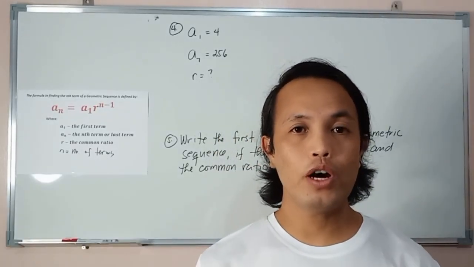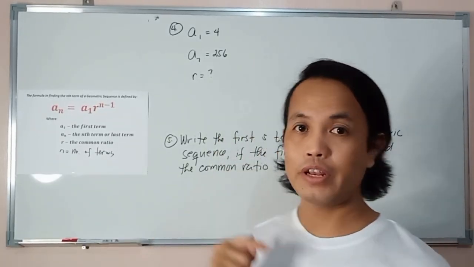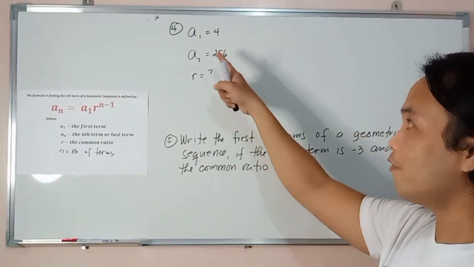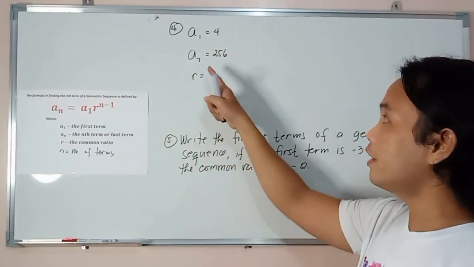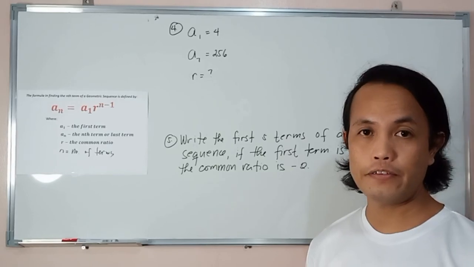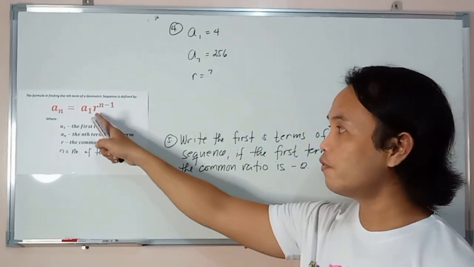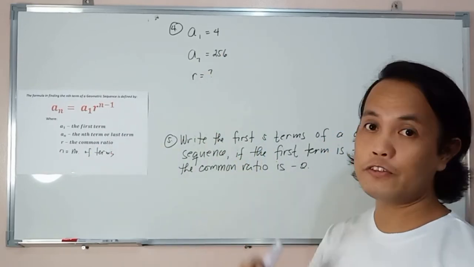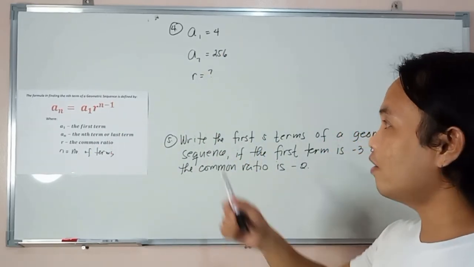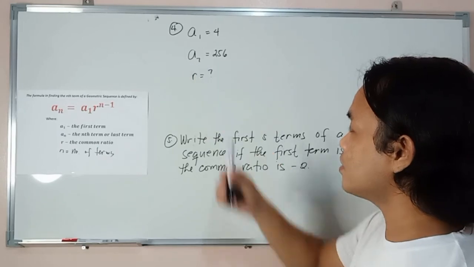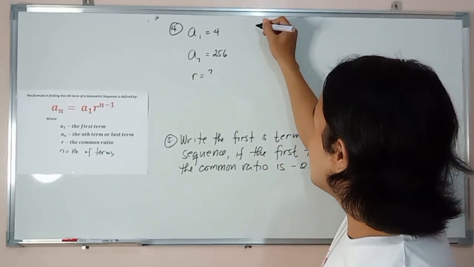Now let's proceed to our next example, which is example number 4. We are given our first term, which is 4, and a sub 7, which is 256, and we are told to find the common ratio. Using this formula, we substitute the given values to find the common ratio. So we have a sub n, in this case a sub 7.